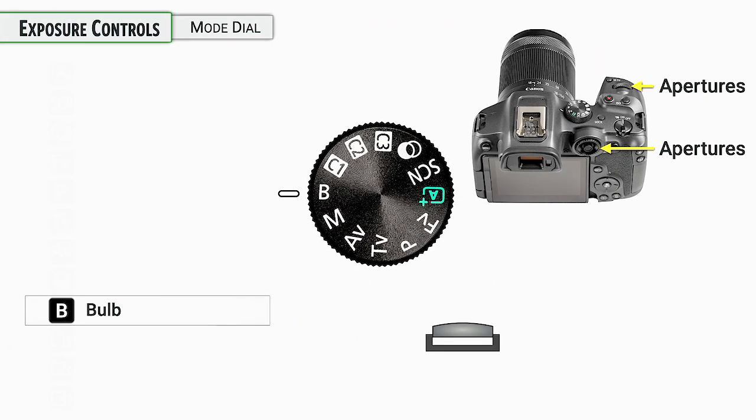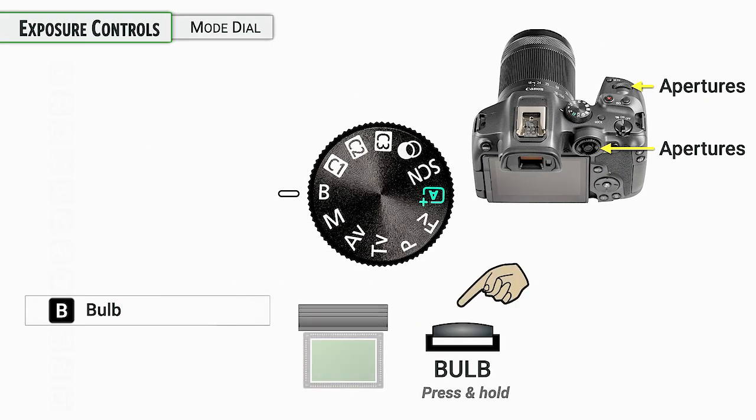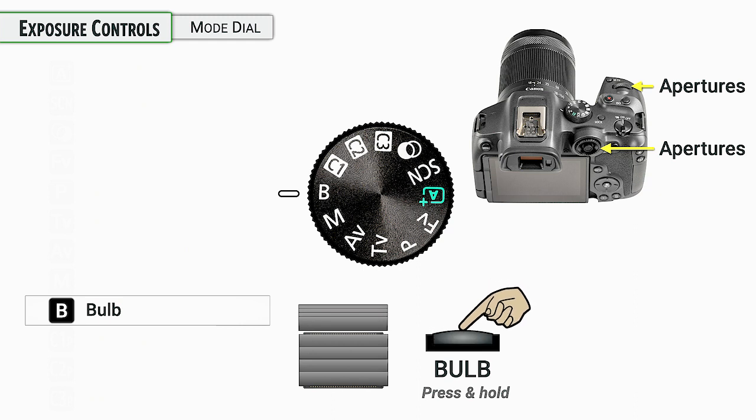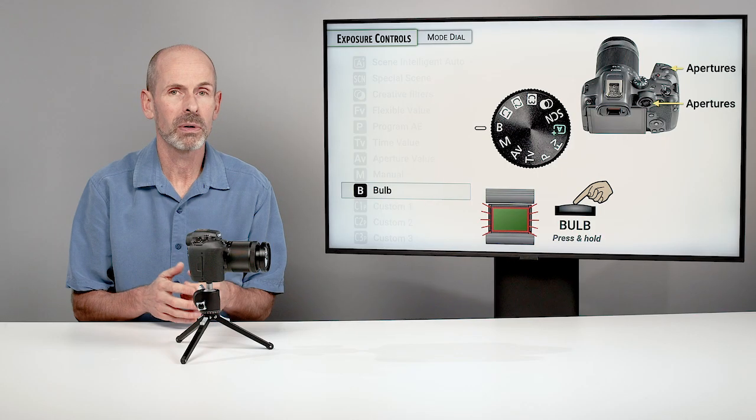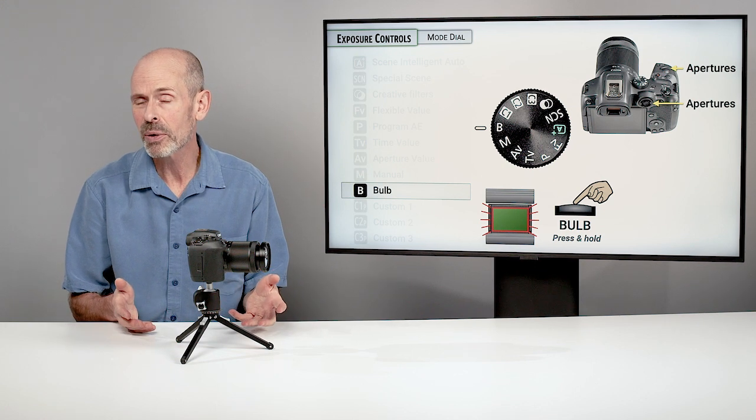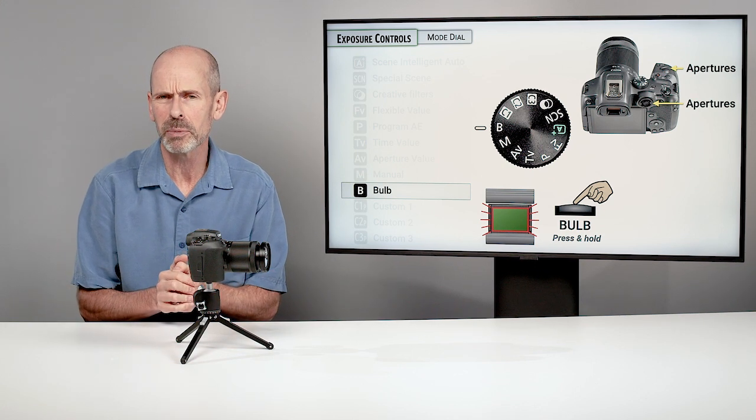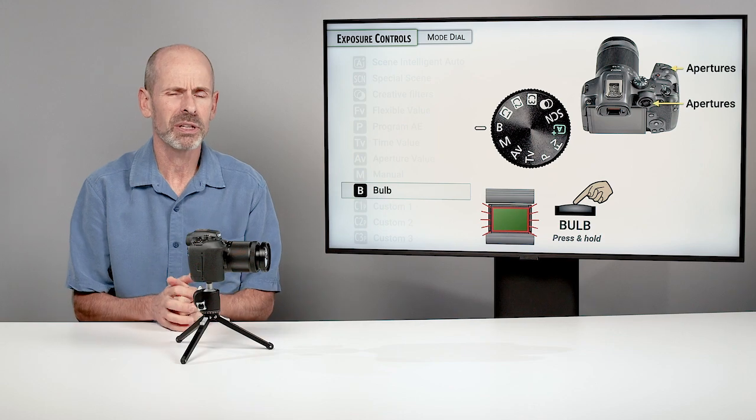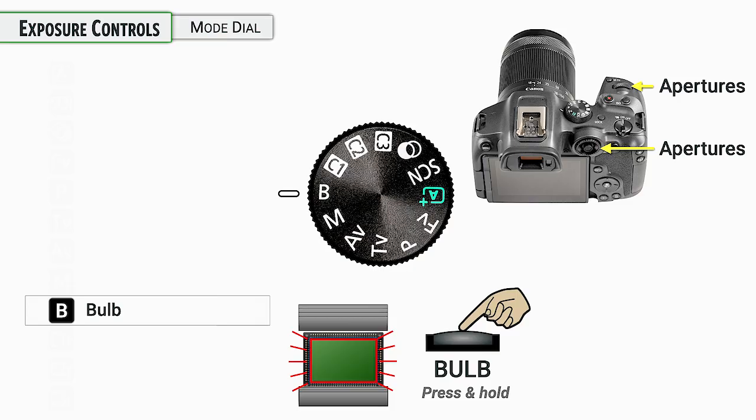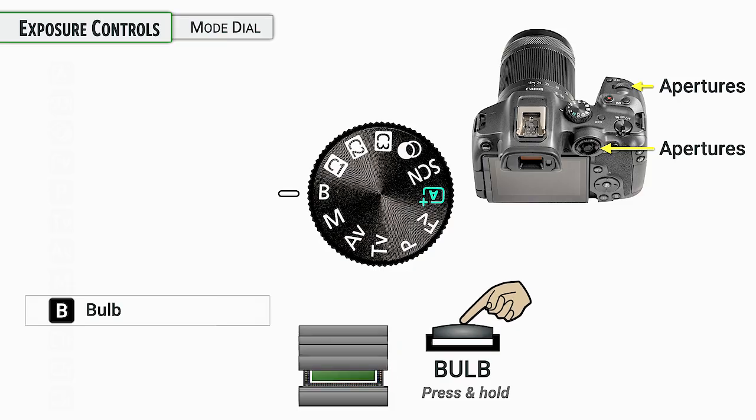Now, the way the bulb mode works is when you press down on the shutter release, that is going to control how long the shutter remains open. So it is a shutter speed controlled by your finger. And you can leave it open for a second or a minute or an hour. That wouldn't be real comfortable. Don't recommend it because you might be jiggling the camera during the time. But this is the basic bulb mode for nighttime photography.